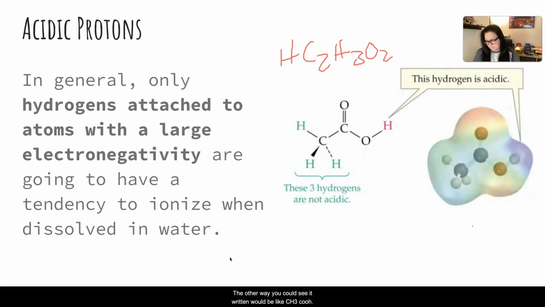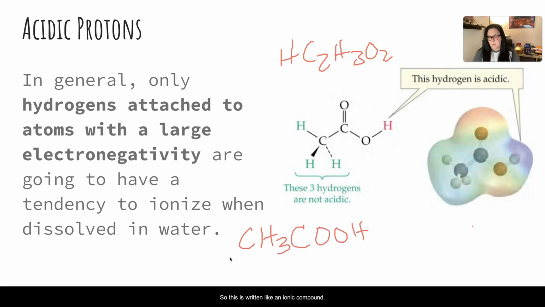The other way you could see it written would be CH3COOH. So this is written like an ionic compound. This is written as an organic molecule. And in this particular unit, they like to draw these out more like organic molecules, even though it's not something that we teach in AP Chem, which is kind of a pain. But just understand that they're the same. Okay, so it's acetate. It also has another name, which AP does sometimes use, and we'll talk about that on the next slide.